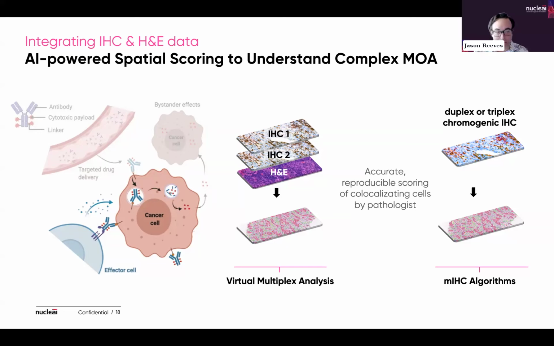And this allows you to take information that you might not be able to capture with just a single stain and drive it forward throughout the overall study. So if we focus there, we're going to focus on this first, and then we'll also talk a little bit about some of the multiplex IHC algorithms that we have available too.